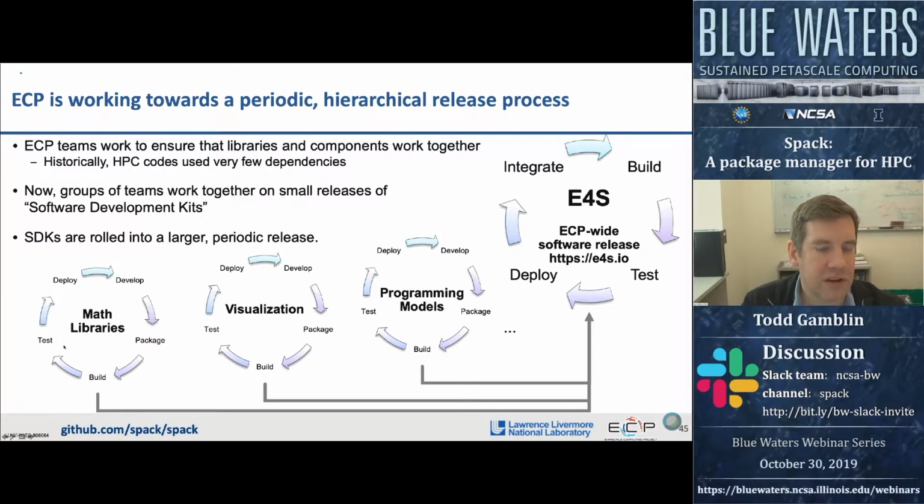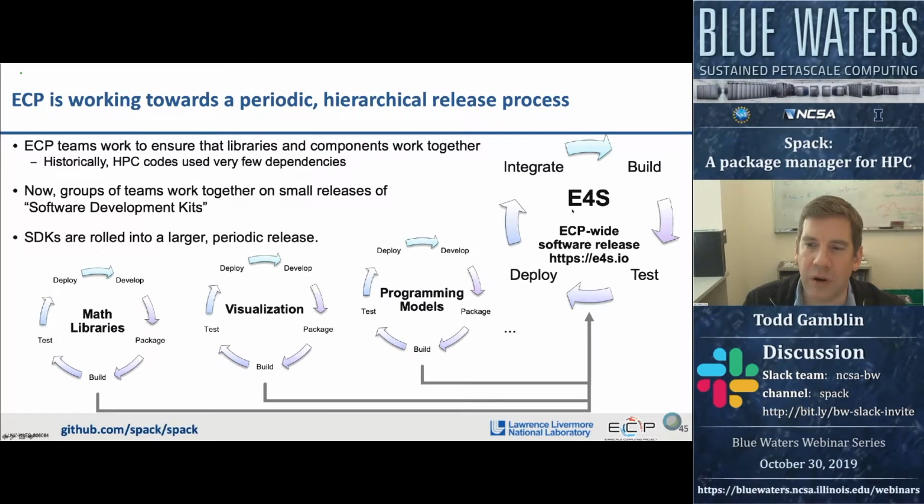So essentially they're doing this loop for their own incremental releases, and they ensure that all these packages can be built together. The Viz folks are doing something similar. The programming models folks are doing something similar. And then the E4S team that Samir's leading basically takes all of these builds and integrates them into one ECP-wide software release. That's at e4s.io, and also see the webinar from last week if you want to see more about this. But this is the kind of curation that we're enabling with this kind of automation.